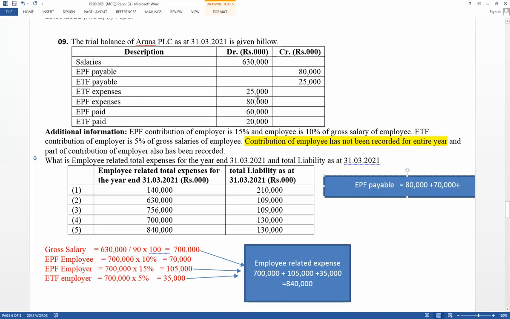And contribution of employer: the expense account balance available is 80,000, but contribution of employer equals 105,000. Already recorded 80,000. Therefore, balance part 105,000 minus 80,000, not recorded 25,000. EPF expense account debit, EPF payable account credit. The correct value is 105,000, but the recorded value is 80,000. Therefore, the difference of 25,000 was not recorded. It also affects EPF payable account. And EPF paid in cash, it has given 60,000. That value should be deducted.